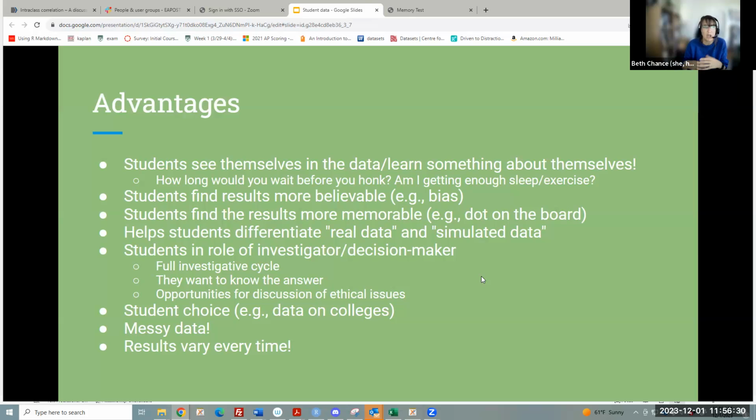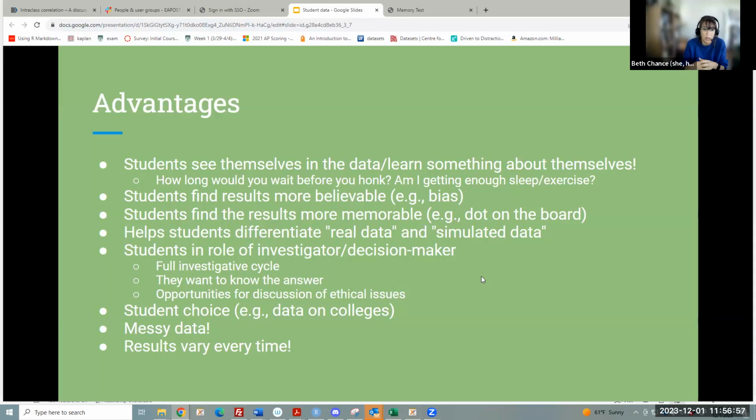I think instead of just showing them that bias can happen, when they've been biased, I think it makes it more believable. When they're one of those dots on the board, that gives you something to always come back to and link to. Especially in my curriculum, where I do a lot with simulation-based inference, and we say, here's the real data, here's the made-up data, how do you compare them? Well, if the real data really is real data, and they know it because it was their data, I think it makes that distinction more clear.